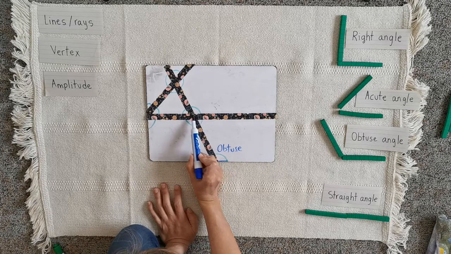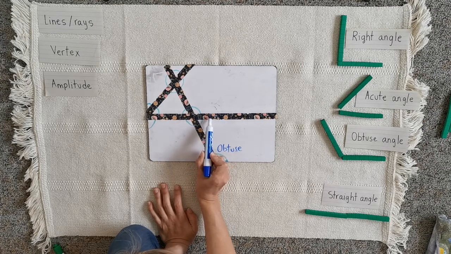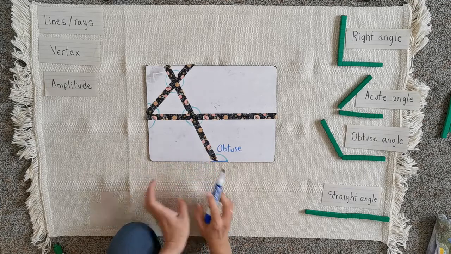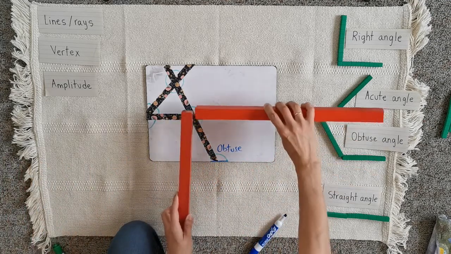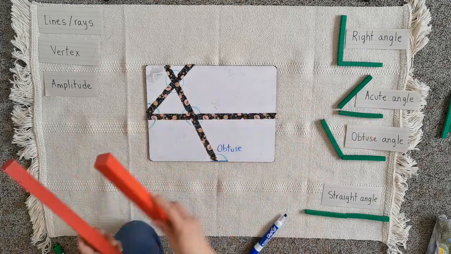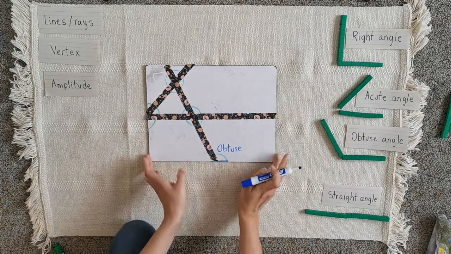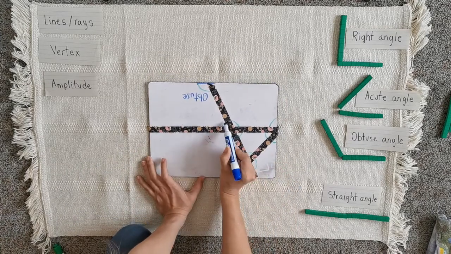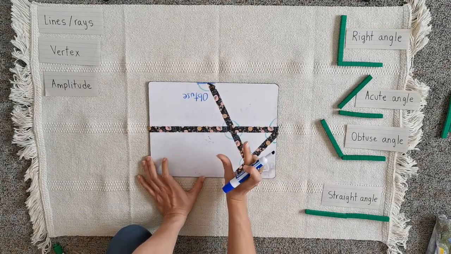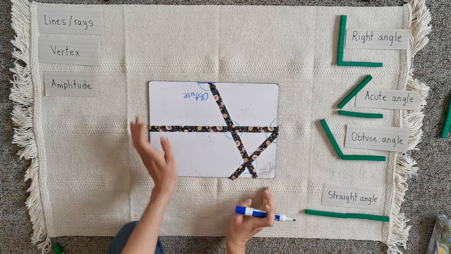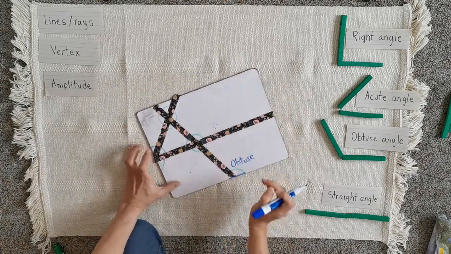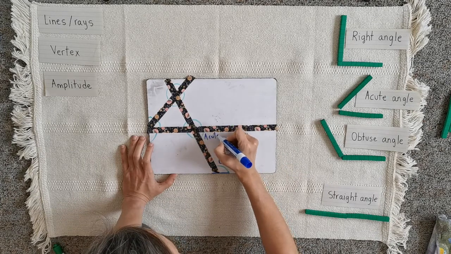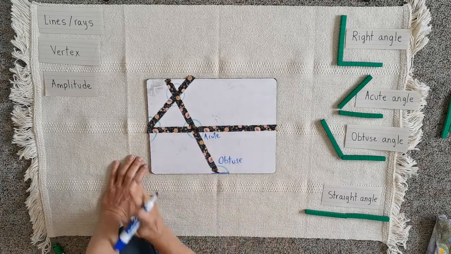Let's see what happened with this one. This time is it a right angle? No, because it would need to be like that, like a perfect L, and it's not. And maybe you can turn the whiteboard if you find it easier. Is it smaller than a right angle? Yes. So the name is acute. Okay? And you go one by one.